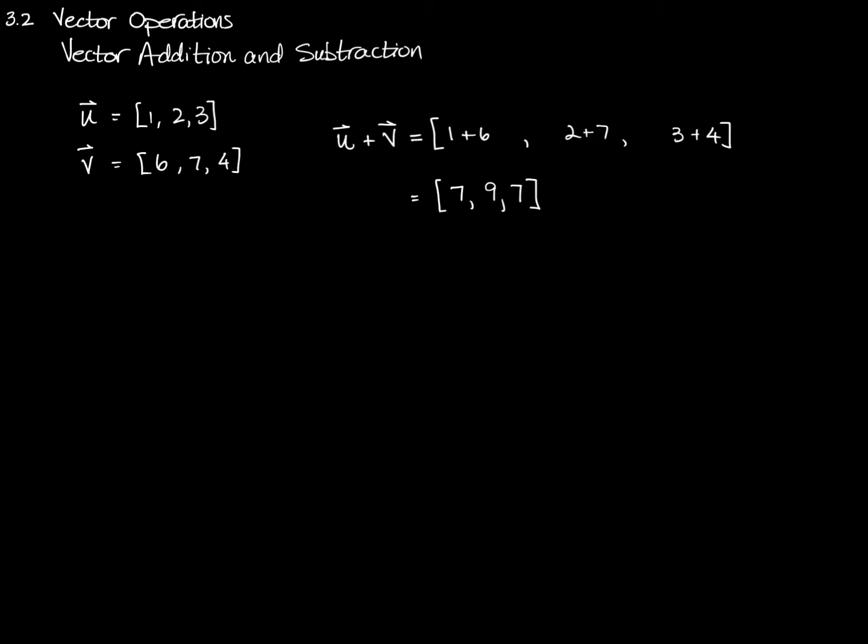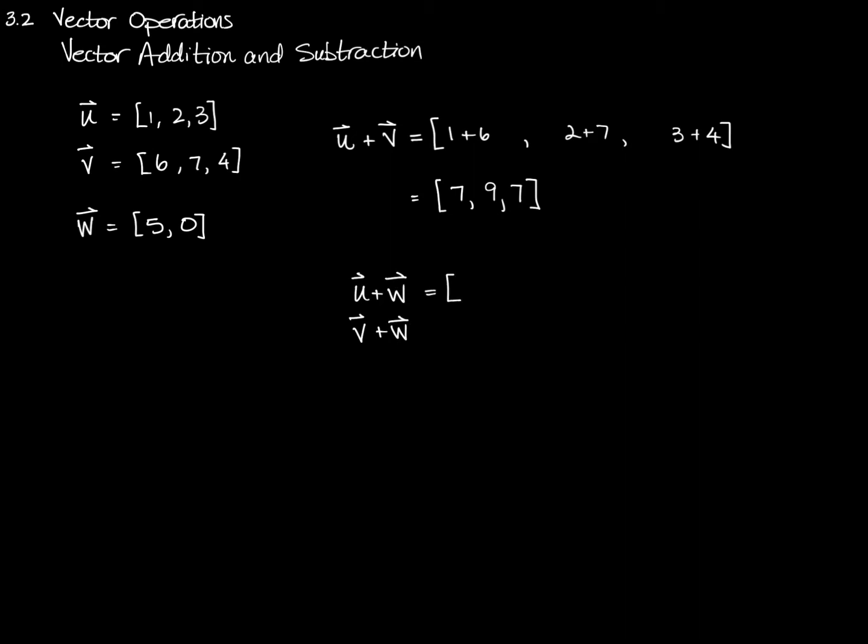Let's throw another vector in here. Let's call it vector w, and I'm going to make this one be 5, 0. I can't do u plus w or v plus w, because I'll just stick with one of these. I'll just do u plus w.